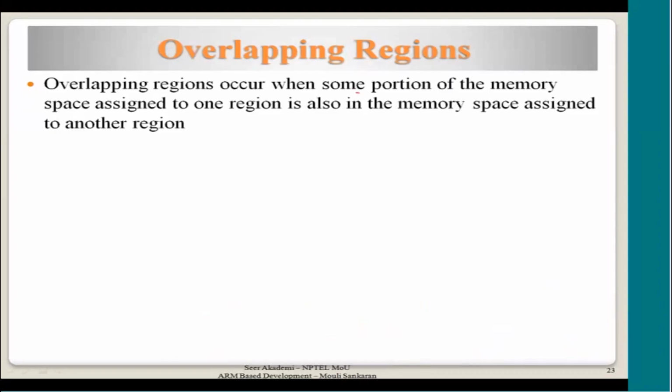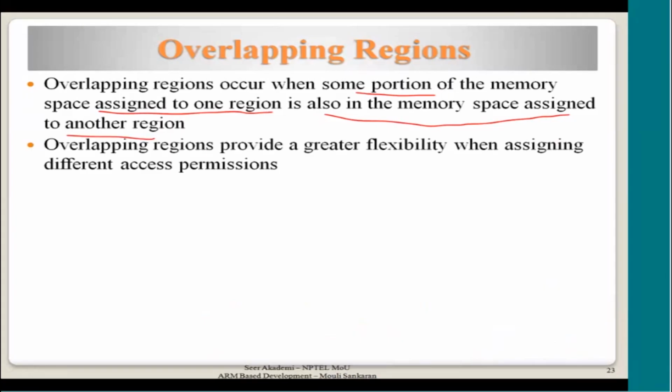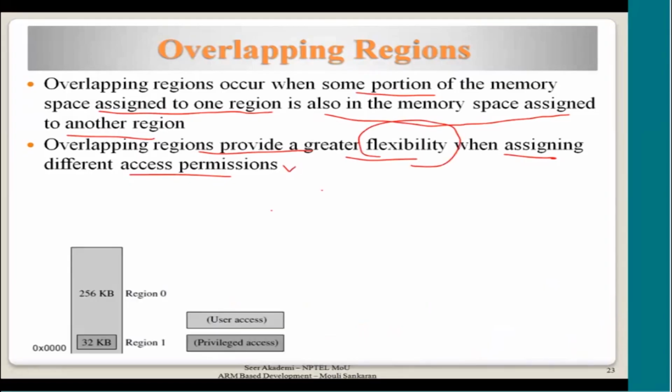Overlapping regions occur when some portion of the memory space assigned to one region is also in the memory space assigned to another region. I gave an example. So overlapping regions provide us greater flexibility of assigning different access permissions, because you have two regions, so you can give two different access permissions to both of them. But how is it giving you flexibility? Let us see an example.